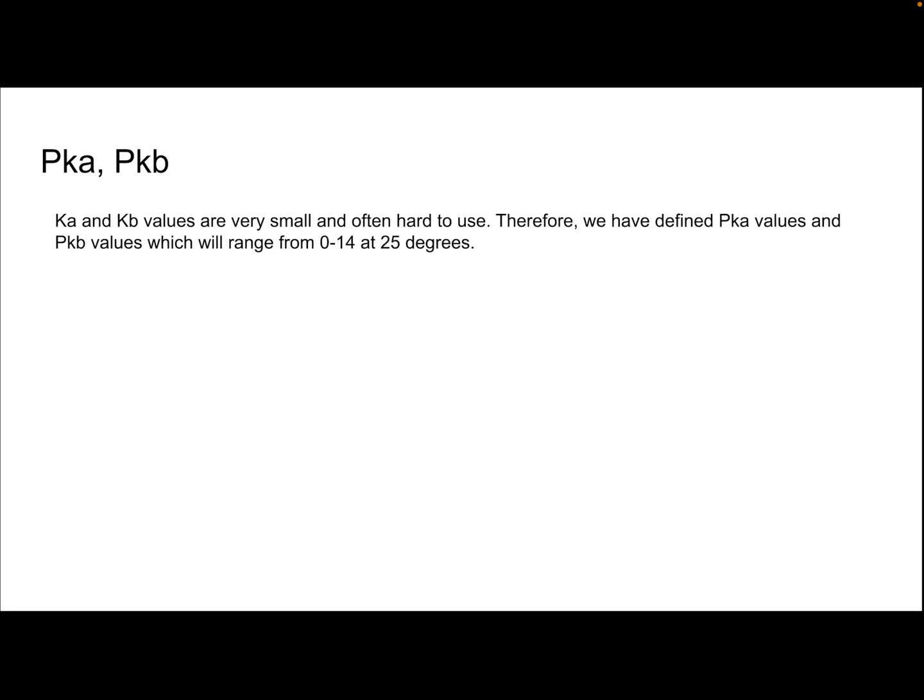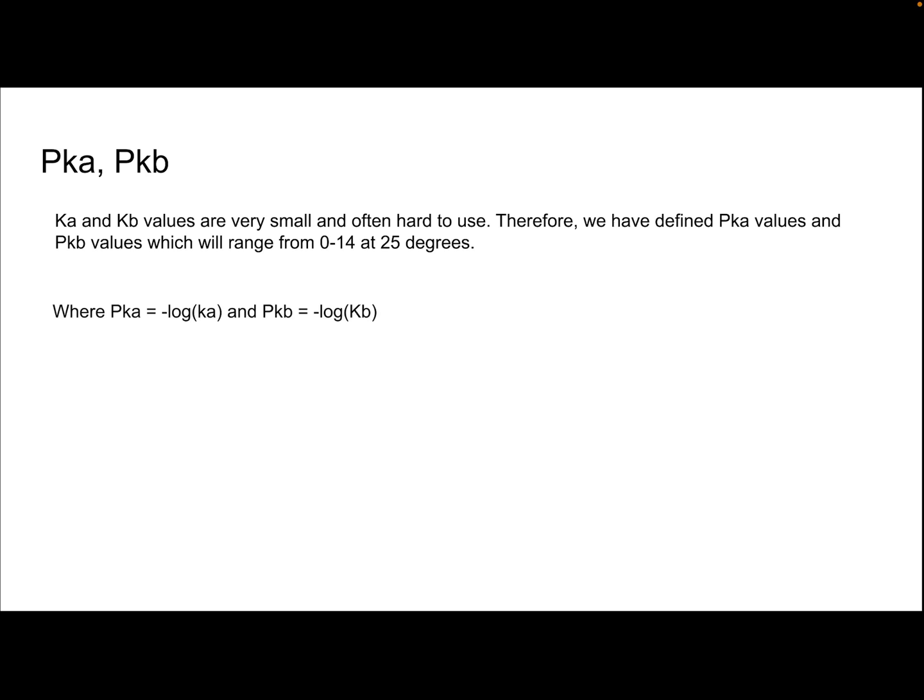Right, so let's look at pKa and pKb. pKa and pKb are just values that have been defined because Ka and Kb values are very, very small, and often they're very hard to use. It's very difficult to say, oh, the Ka value is 1.8 times 10 to the power negative 5, that's a really big mouthful. So instead, people have defined pKa values and pKb values, which range from 0 to 14 at 25 degrees.